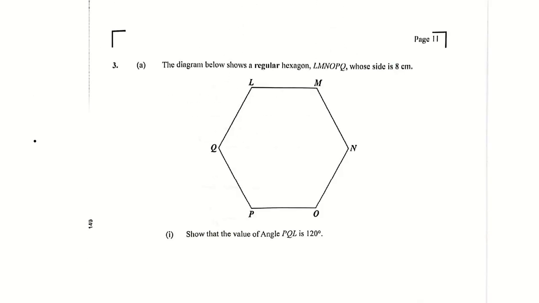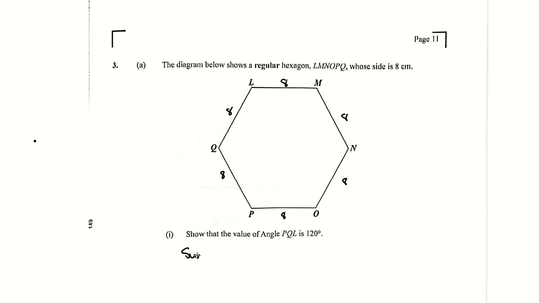First question says, the diagram shows a regular hexagon. What did I say about regular? When they say regular, it means all sides are equal, right? A regular hexagon LMNOPQ. When I say regular hexagon, all sides are equal and all angles are equal. So if one side is 8 centimeters, this is 8, this is 8, this is 8, this is 8, this is 8, this is 8. Show that the value of angle PQR, which means one angle, is 120.